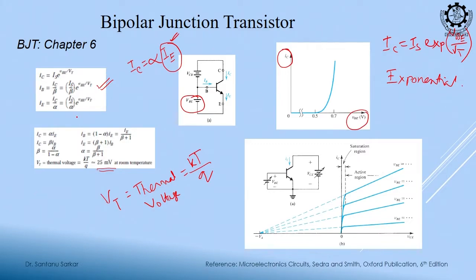So if you remember these two relationships, then you can find out the relationship between alpha and beta. If you remember that alpha is just less than 1, like 0.99, you can find that alpha is equal to beta by beta plus 1. Okay. From this relationship, if one is given, the other you can calculate.